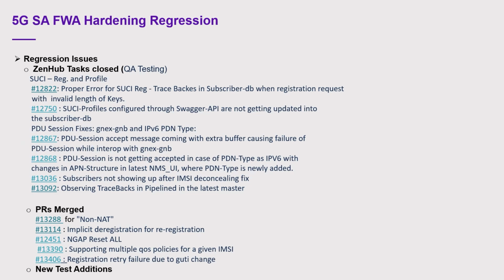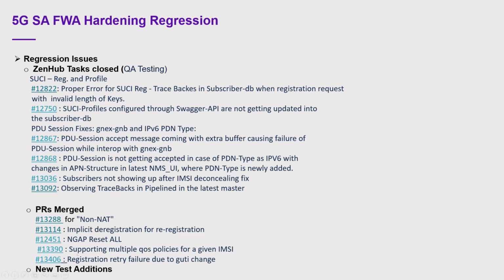With GenX, there was an extra buffer we were not handling properly in the session accept message. That interop-related issue got fixed. The other issue was the session not getting accepted for PDN type of IPv6. So there are some fixes there. The last 2 issues are the subscriber not showing up when we were reconciling IMSI, which got fixed, and then again one traceback related issue.